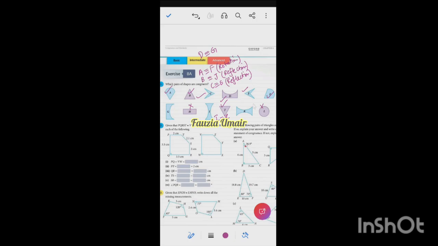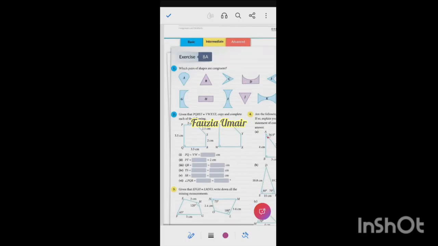So we are left with 3 more minutes. Let's solve this. Given that PQRST, a pentagon, is congruent to VWXYZ. Do you see the symbol? Complete the following. So you need to see what the movement is here. What is the movement between these two shapes? What is happening? Is it reflection, rotation, or translation?